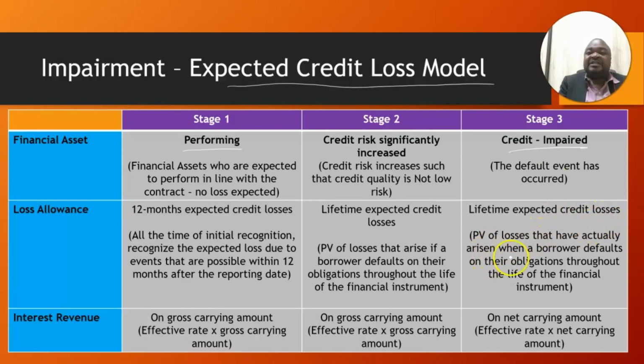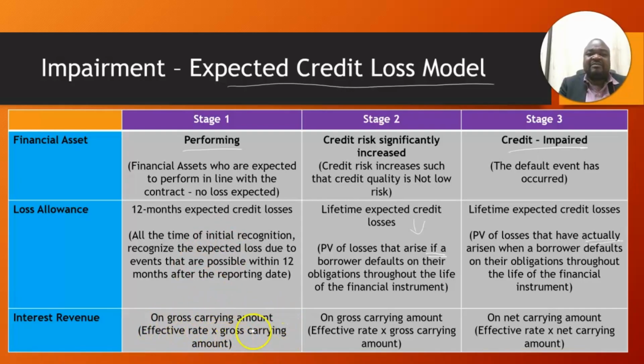Then stage 3, lifetime expected credit losses: present value of losses that have actually arisen when a borrower defaults on the obligation throughout the life of the financial instrument. So the difference between the two is that in stage 2 we are assuming, but in stage 3, actually something would have happened. The borrower would have defaulted throughout the life of the financial instrument. However, in stage 2 we are just doing some permutations. We are assuming.